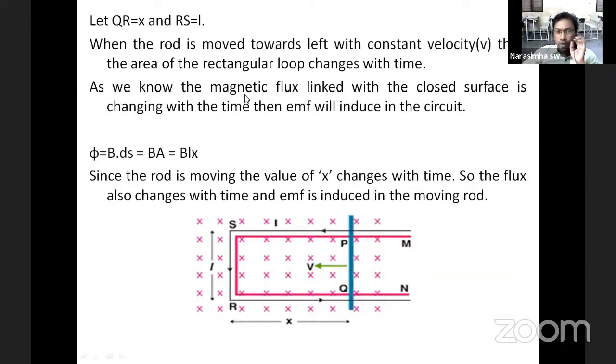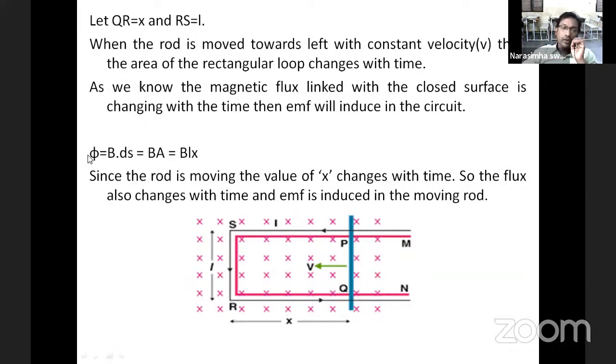As per Faraday's laws, when the magnetic flux linked with the closed surface is changing with respect to time, EMF will be induced in the circuit. This point you already know, and that's exactly what is happening here. Here we are not changing the field, but we are changing the surface, so the number of lines of force entering into the loop will change.